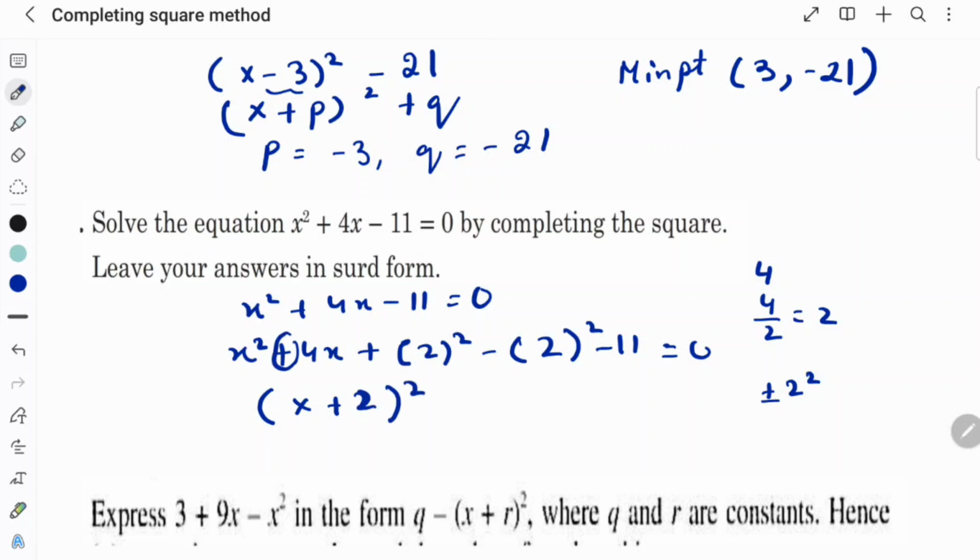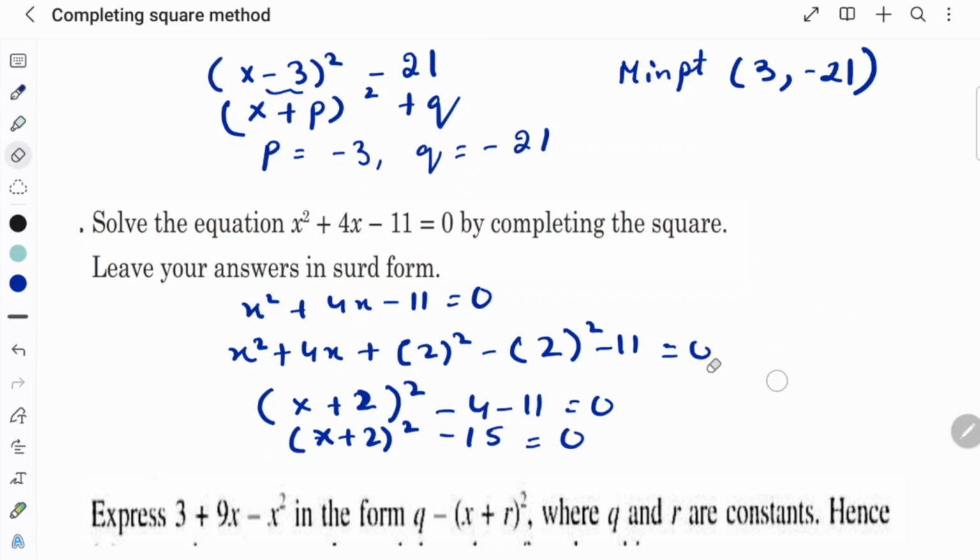If this is plus, we write down plus. If this is minus, we'll write down minus, remember. So minus 4 and minus 11 we'll have to do in this question. (x + 2)² − 15 = 0. Alright, so just hold on.